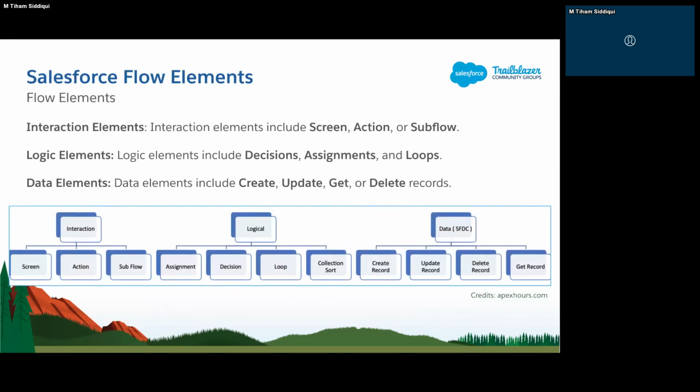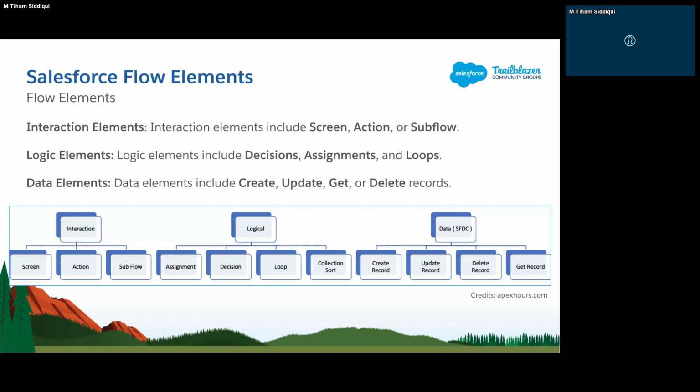Salesforce flow elements. There are three types of elements: interaction elements, logic elements, and data elements. Interaction elements include screen, action, and subflow. We'll be looking at this when we discuss screen flows in our next session. Logic elements include decisions, assignments, loops, and there are some other elements they have introduced. There's sort, and there's another one, I'm forgetting it, filter, I think, and there's another one, transform.